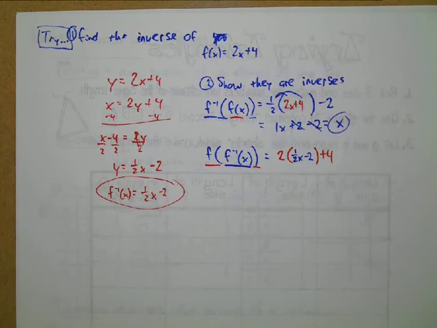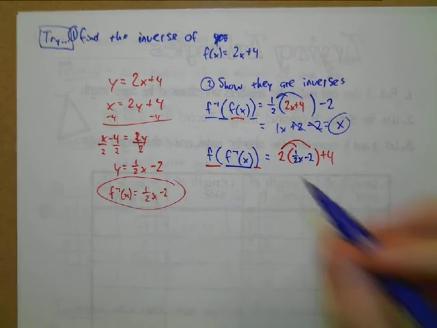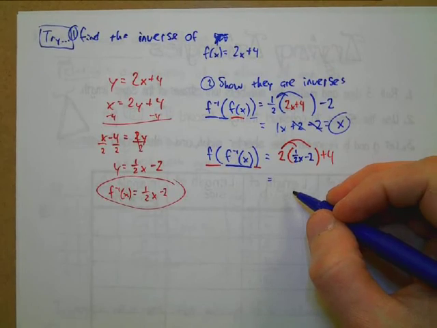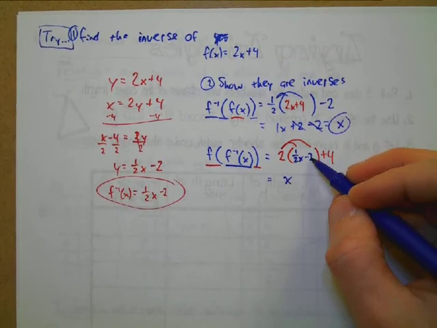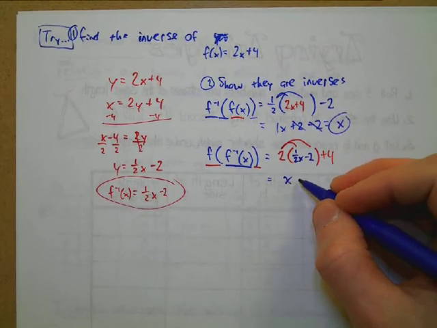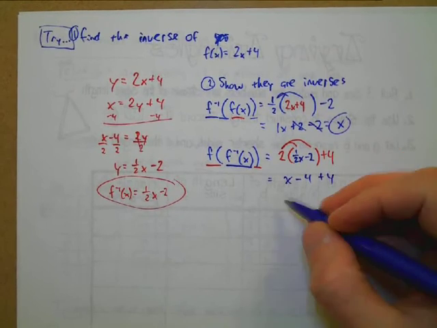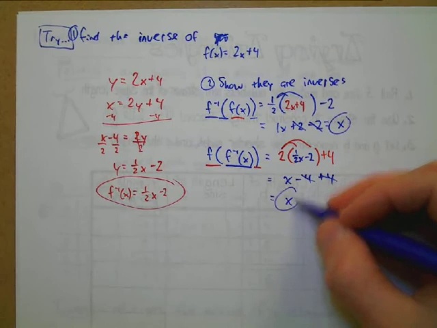Let me do the same thing. Distribute. What's 2 times 1/2? What's half of 2? 1, so it's just going to be 1x. What's 2 times minus 2? Yeah, negative 4, and then I have that plus 4 right there. What's negative 4 plus 4? 0. So they're going to cancel, and I'm left with just plain old x.